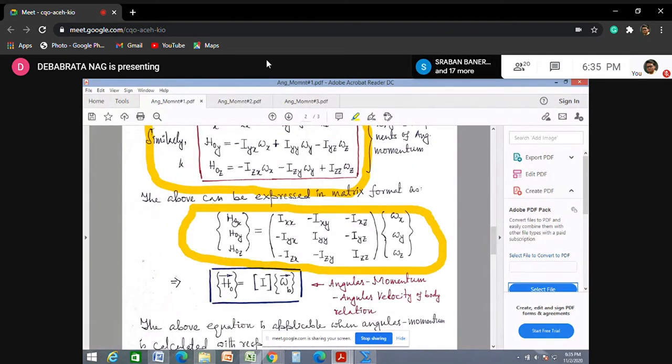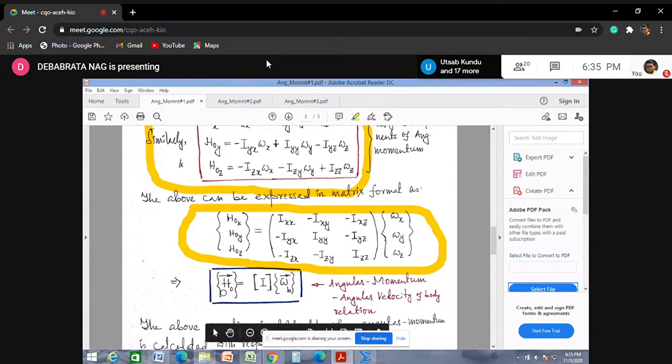where the left hand column represents the relative angular momentum vector, and this right hand column represents the absolute angular velocity of the body, and these 2 vectors are actually connected by a second order tensor, which is nothing but the inertia tensor.